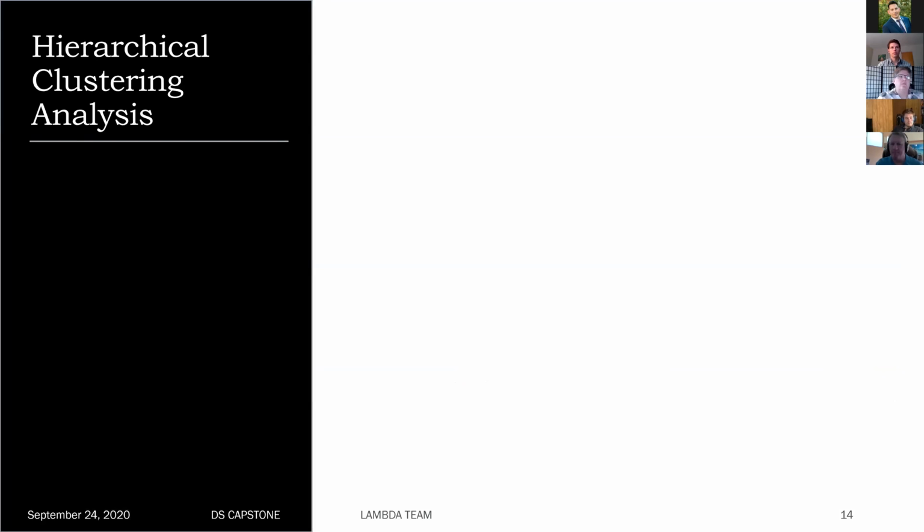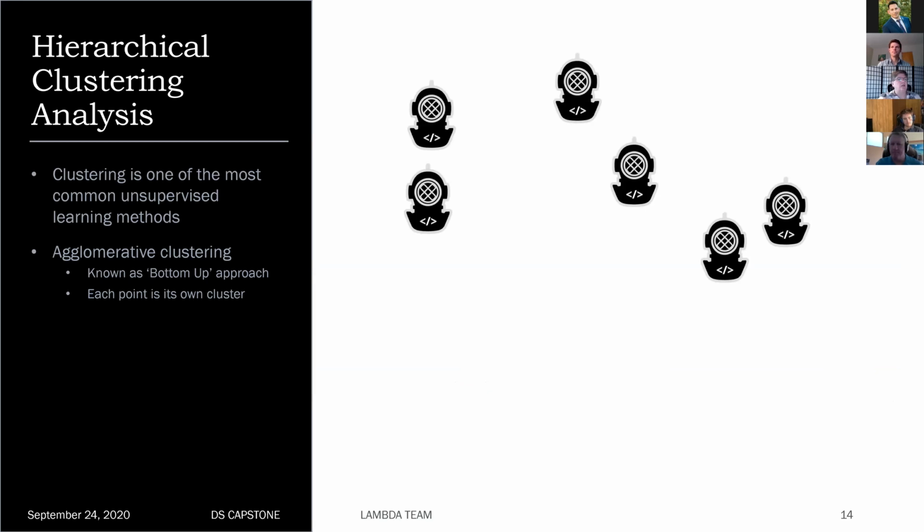The next method we used to analyze the data is hierarchical clustering. Hierarchical clustering is well suited to this task since the data set is small. Only 299 students responded to the survey, and the number of clusters is unknown. Clustering is one of the most common methods of unsupervised learning, a type of machine learning using unknown and unstructured data. Specifically, we used agglomerative clustering. This is known as the bottom-up approach, where each data point is a cluster of its own.